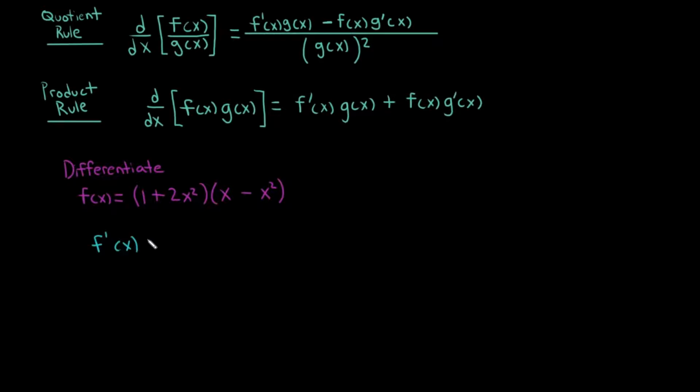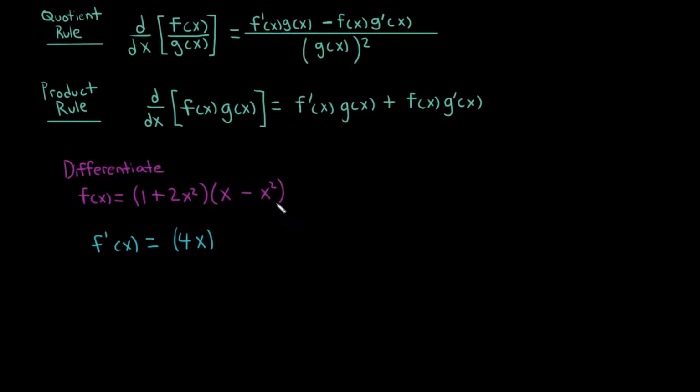First we take f prime of x is equal to, so now we take the derivative of this first function like this. So the derivative of the first function is 4x, because we take this exponent down, and we multiply it by 2 to give us 4x.